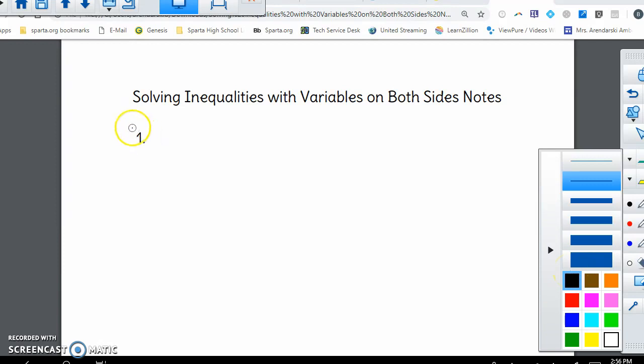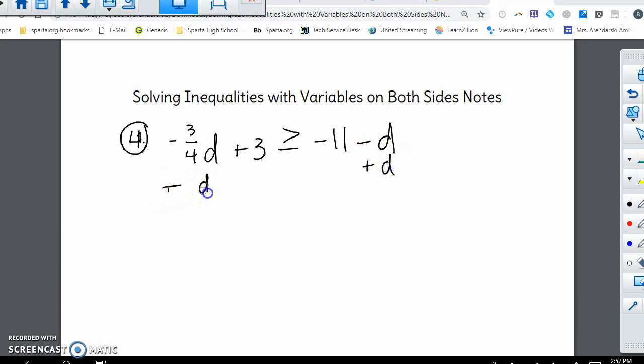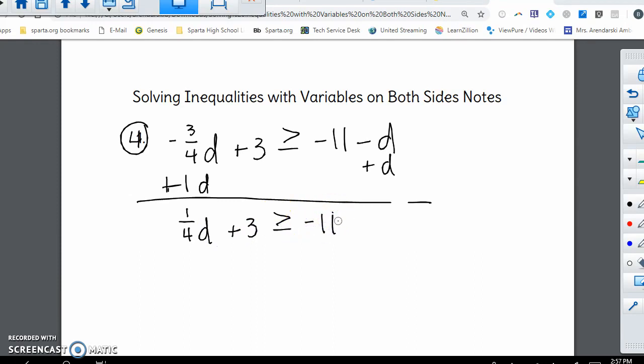I am going to have a fraction for you guys. So we have negative 3/4 d plus 3 is greater than or equal to negative 11 minus d. So what I'm going to do, I'm going to move my variables to the left. So I'm going to add d to both sides. That's really 1d if we get confused. So that's going to give me a positive 1/4 d plus 3 is greater than or equal to negative 11.